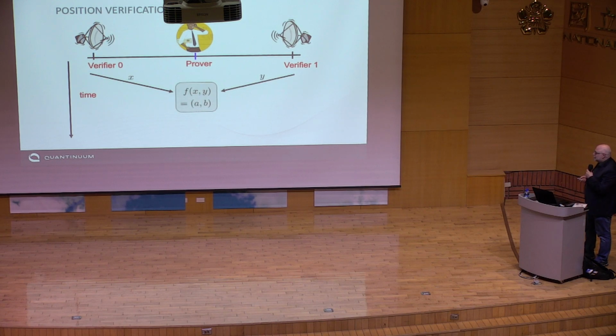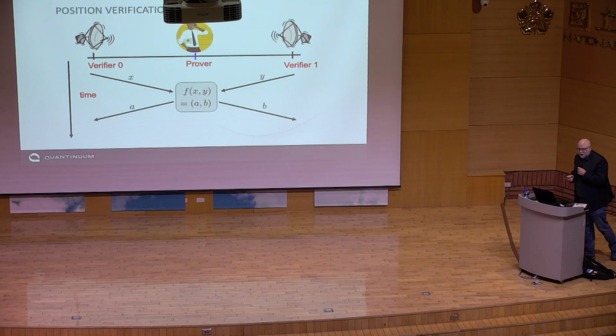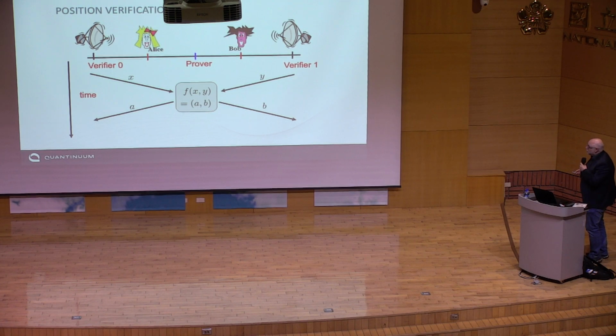And let's send an X and a Y to the prover, who then, upon receiving both these items, has to do some computation on them, some function f(x, y), which results in A and B, and then A and B have to be returned all in due time so that it could have arisen from the blue location. Now let's see how this could be broken, and it can be broken, because Alice could do the following.